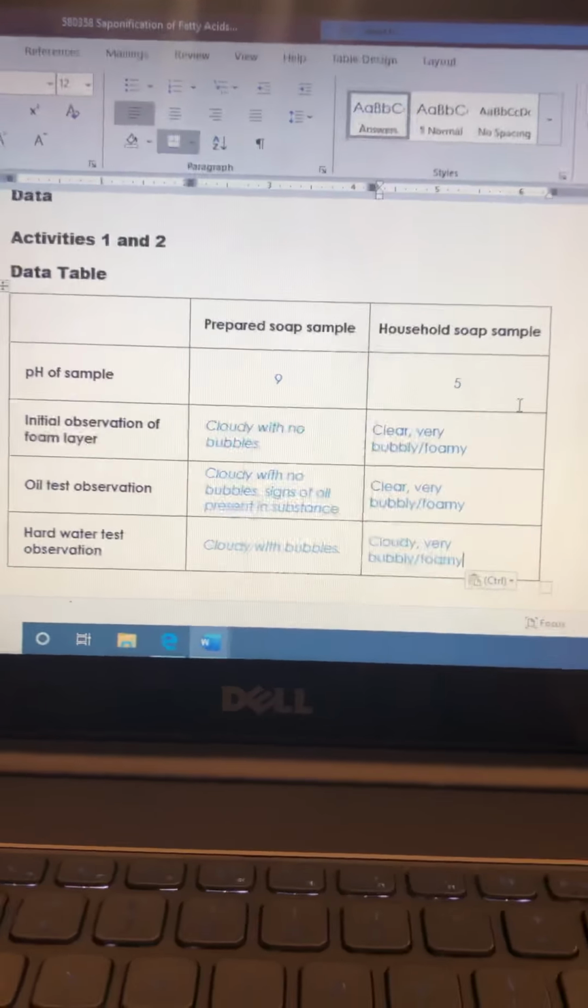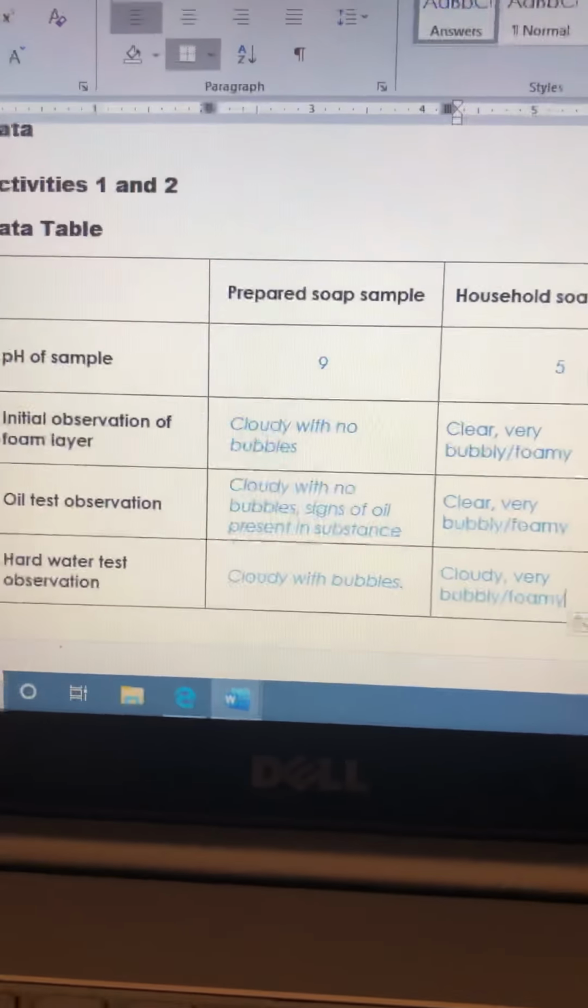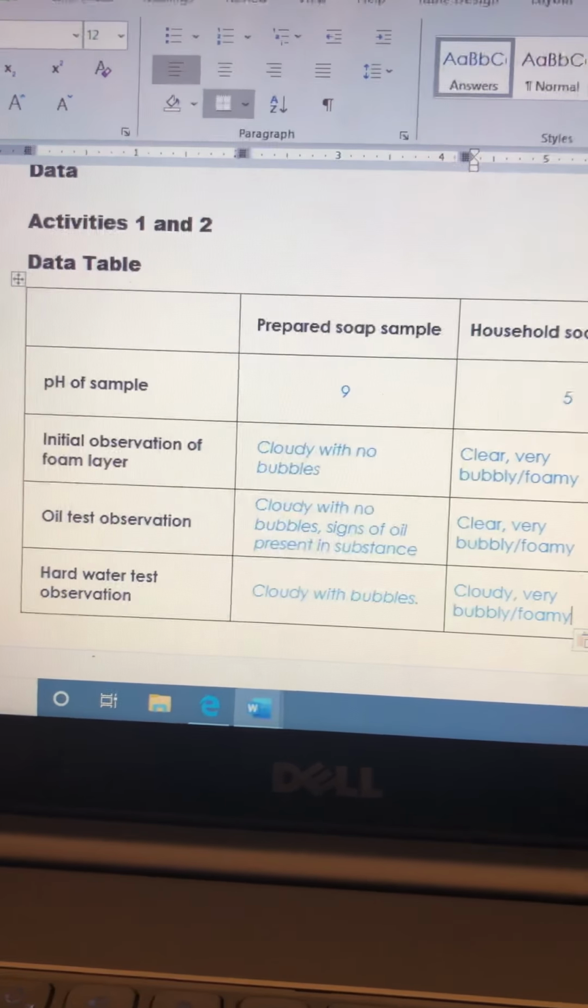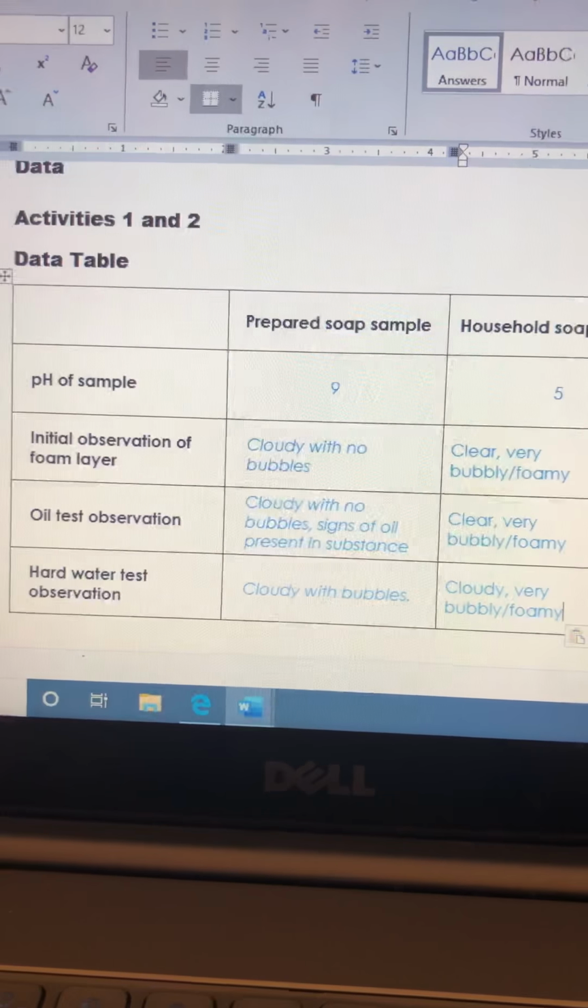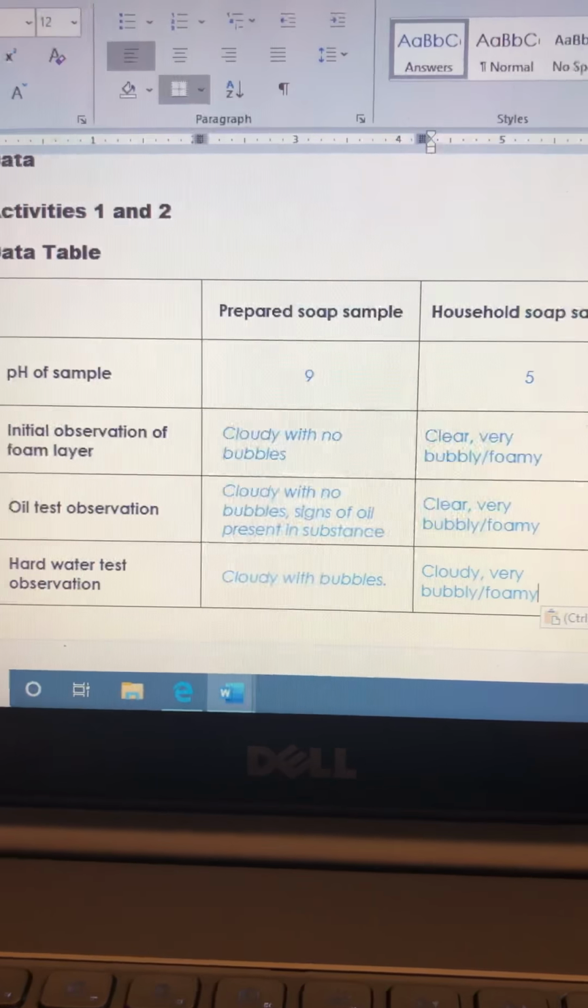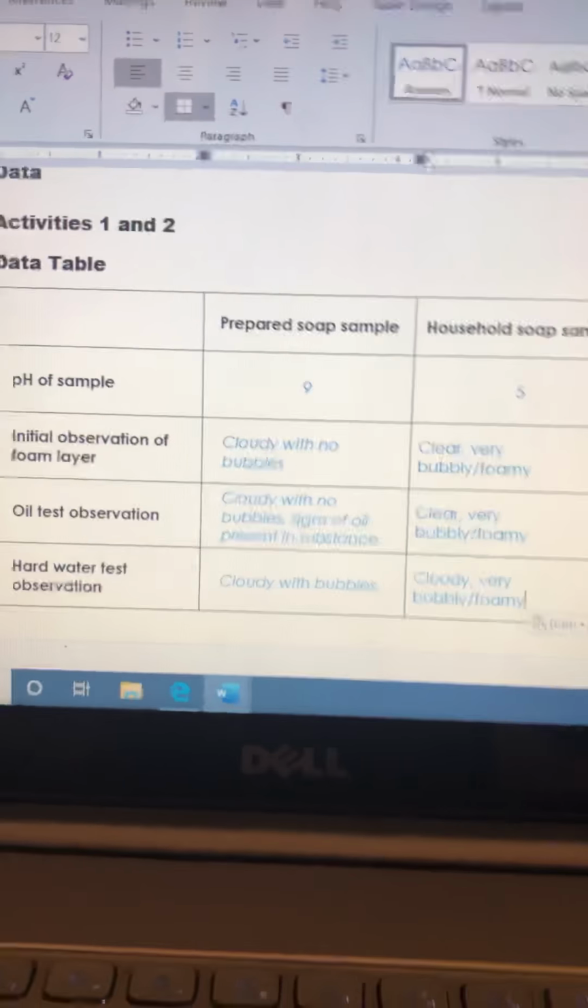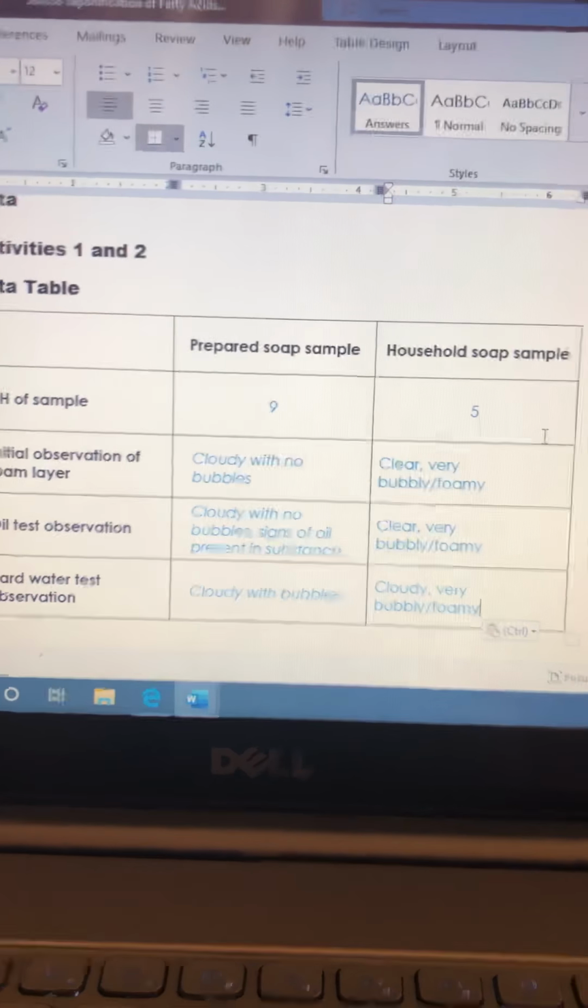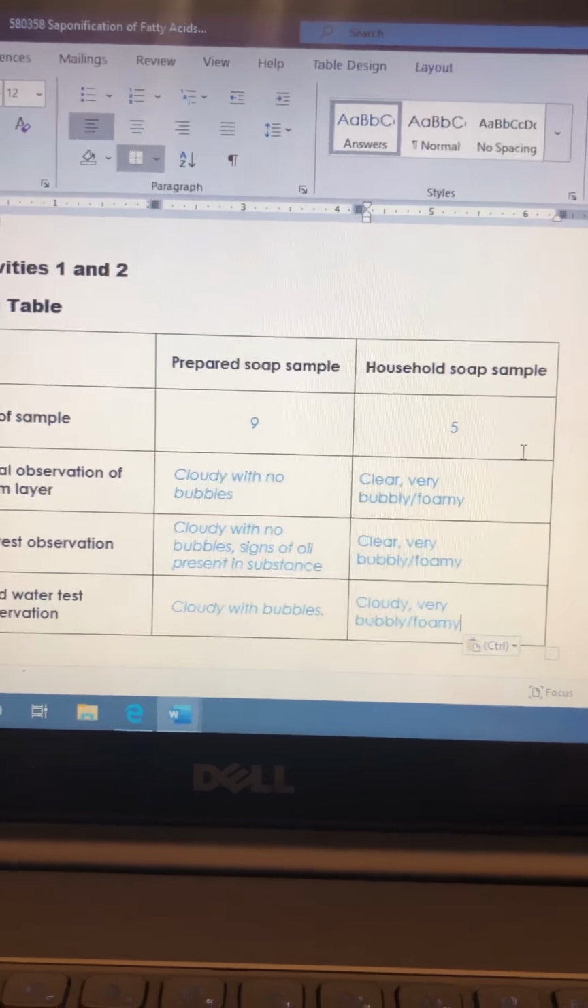And then I tested the pH level. The pH for the prepared soap that I just made was 9. I also did the pH of the household soap after I added it to 50 milliliters of water as well, and that was 5.